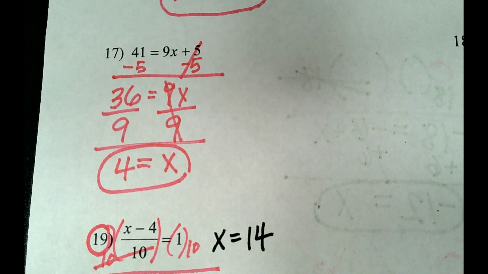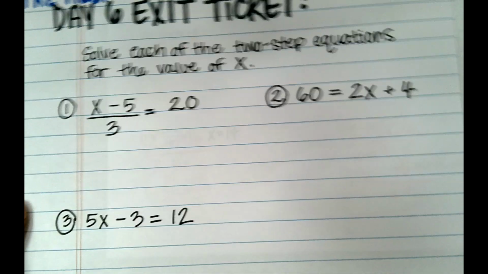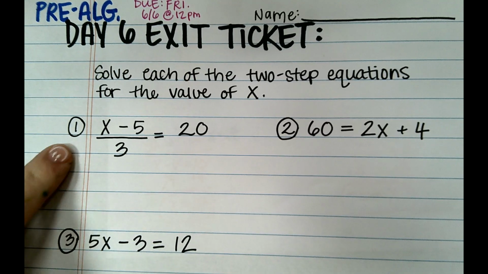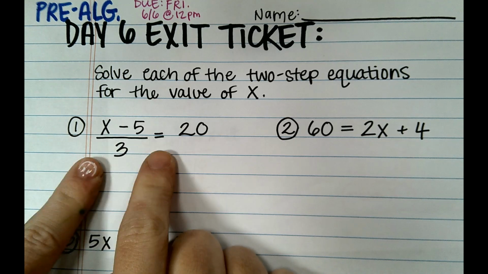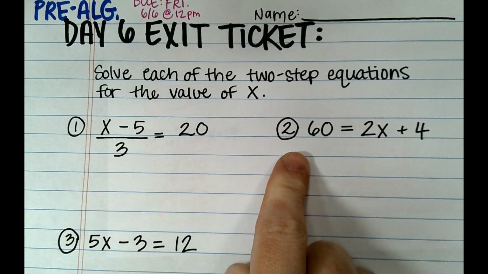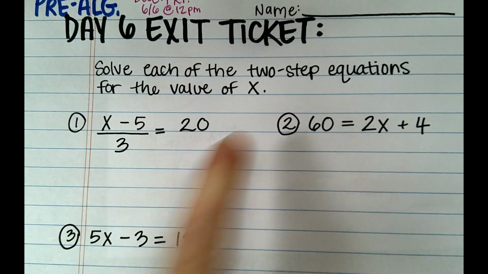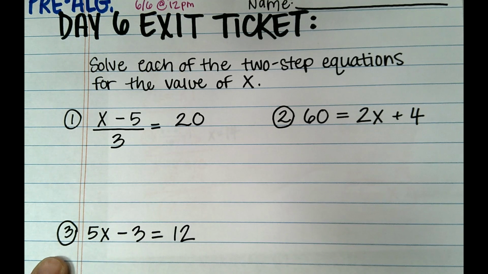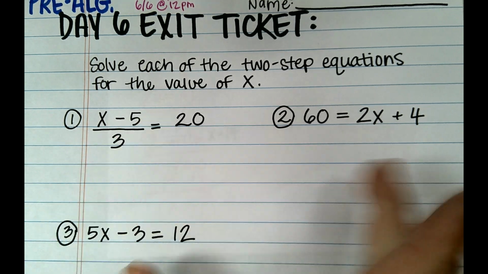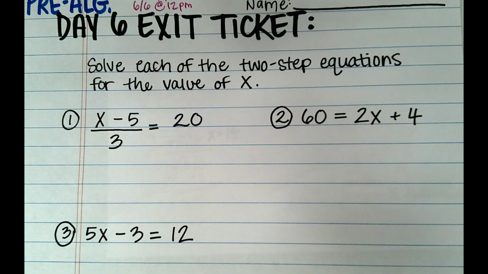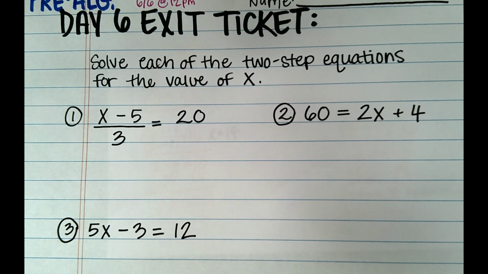So I have an exit ticket for you. I already have copies. I will pass these around to you, but it's going to be 3 problems, and little hints to help you. Number 1, this is a big fraction, okay? Number 2, not a big fraction, regular rules. Number 3, not a big fraction, regular rules. So number 1 is the special one. 2 and 3, you do them like normal, where addition and subtraction come first.